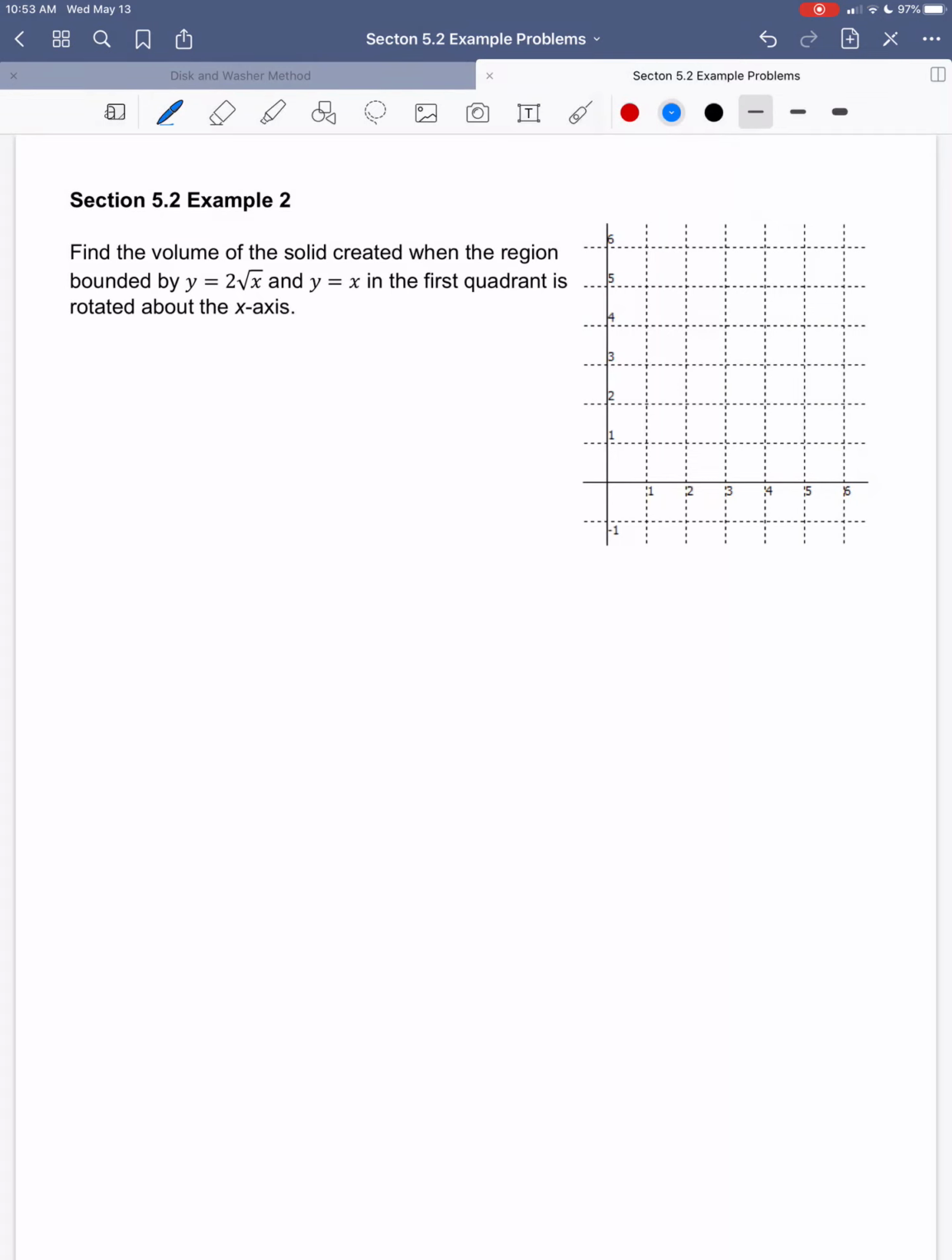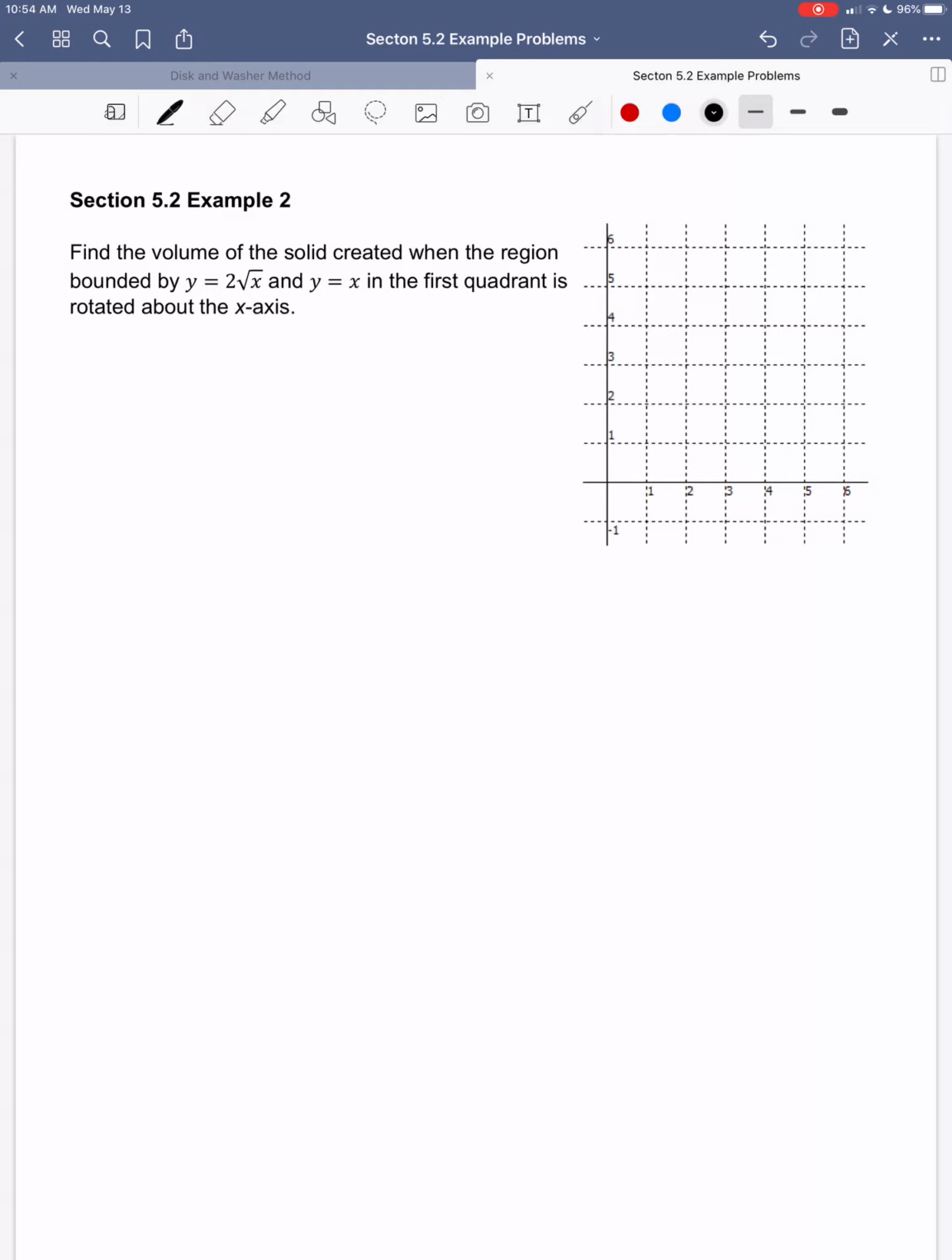I'm going to solve a series of example problems here that are finding the volume of a solid of revolution using the disk or washer method. What I'm going to do is take the same region and rotate it about a bunch of different lines and see how we can set up and find the volume in those cases. So we're going to take this region here, y equals 2 times the square root of x and y equals x in the first quadrant.